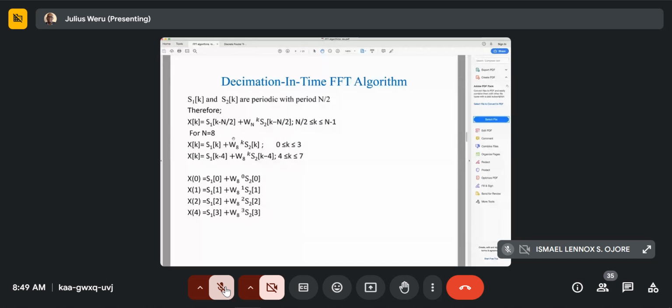So for n equals 8, this becomes x of k equals S1 of k plus W8 to the k S2 of k, from 0 to 3. And then this becomes S1 of k minus 4. This is n over 2. That is from 4 to 7. And you can see what we are saying is it simply becomes like you are repeating the same thing.